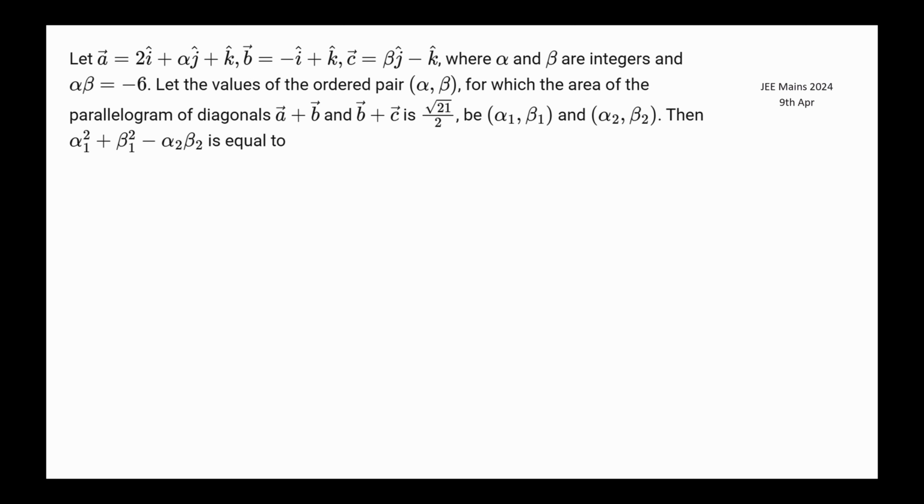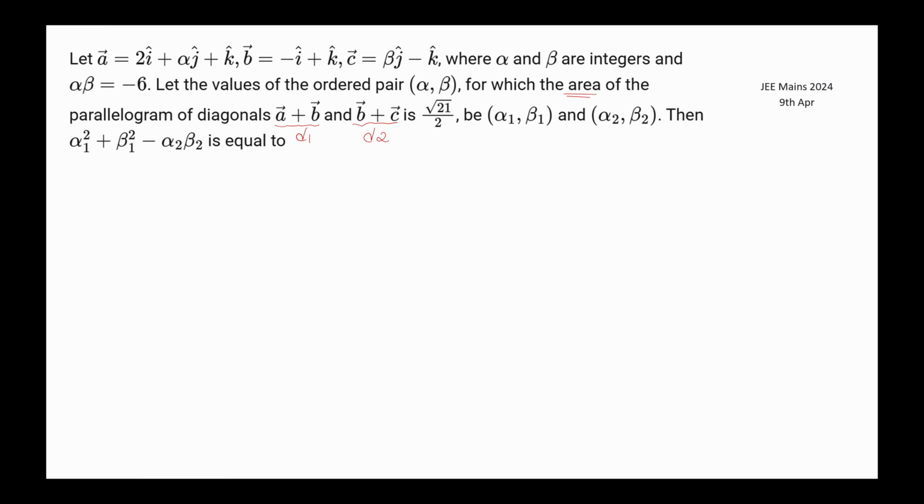Let the values of the ordered pair alpha beta be those for which the area of the parallelogram with diagonals A vector plus B vector and B vector plus C vector is given. So in the question they have told us that there is a parallelogram and its diagonals are basically this and this. So this is my D1 and this is my D2.